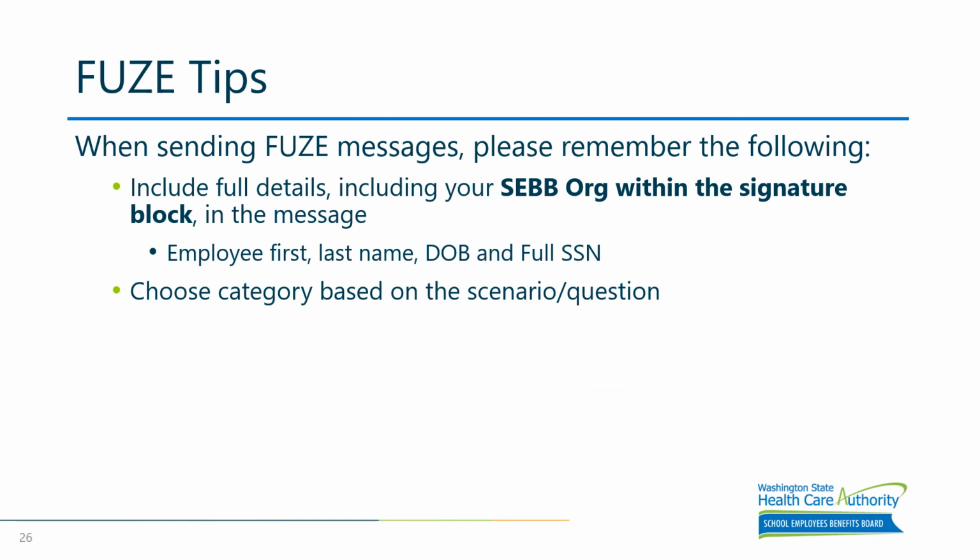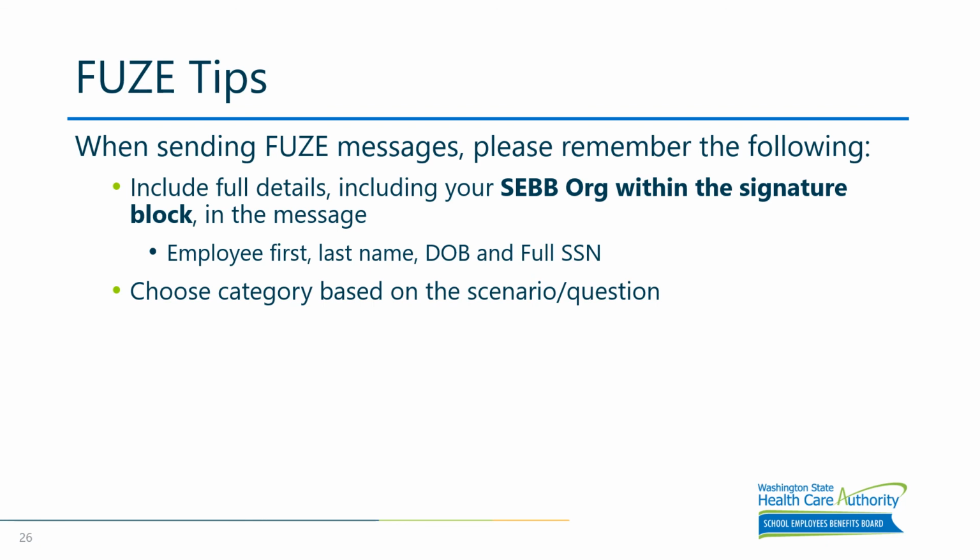Here are a few tips when you're submitting FUSEs. When sending a FUSE message, please remember to include the full details of that information. We'll get FUSEs, but they won't include the employee's name, or the employee's social security number, or they forget to include the name of their SEBB organization. So you want to include the full details, including your SEBB organization within the signature block of the message underneath your name. You want to include the employee's first name, last name, date of birth, and the full social security number, not just the last four.